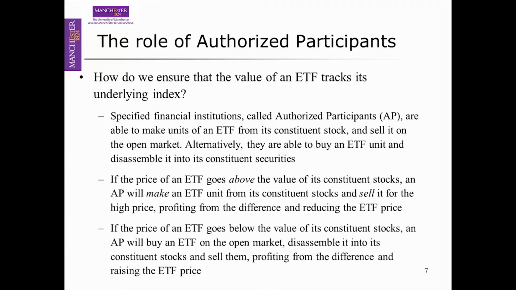If the price of an ETF goes above the value of its constituent stocks, an authorized participant will make an ETF from its constituent stocks and sell it for the higher price, profiting from the difference and reducing the ETF price. If the price of an ETF goes below the value of its constituent stocks, an authorized participant will buy an ETF on the open market, disassemble it into its constituent stocks, and sell them, profiting from the difference, and so raising the ETF price.